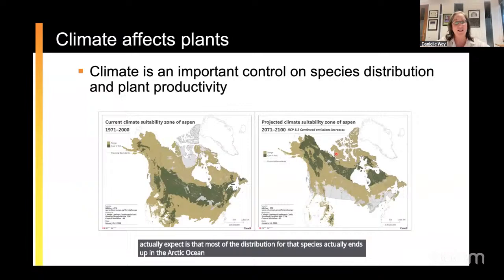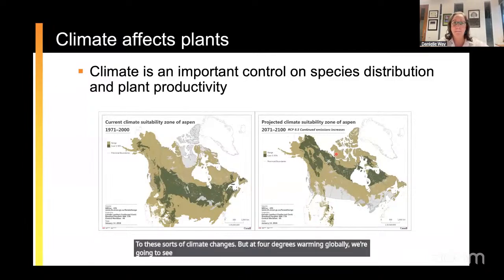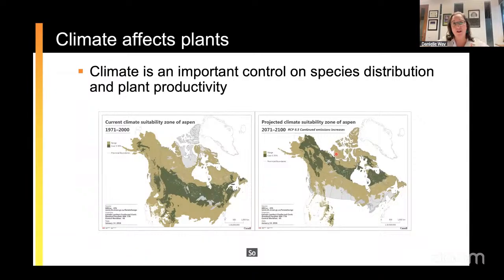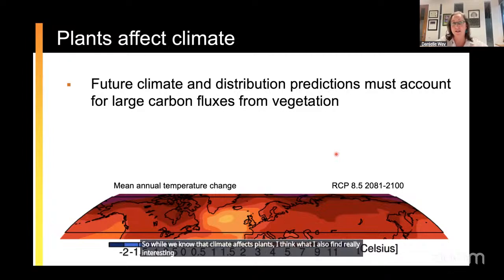So there's really extreme changes in the far north, especially to these sorts of climate changes. But at 4 degrees warming globally, we're going to see change everywhere. So while we know that climate affects plants, what I also find really interesting is that plants affect the climate. So it's really a feedback system between the two.